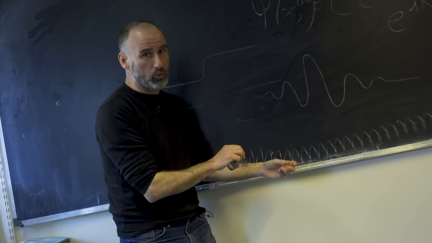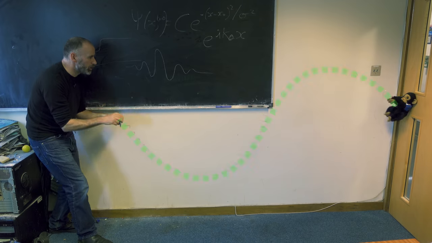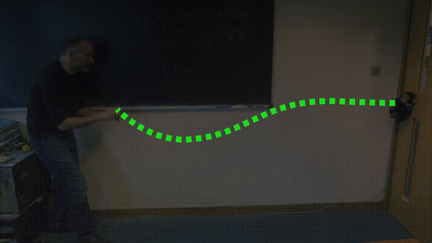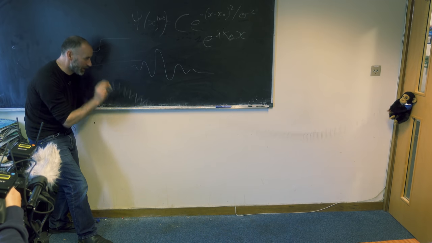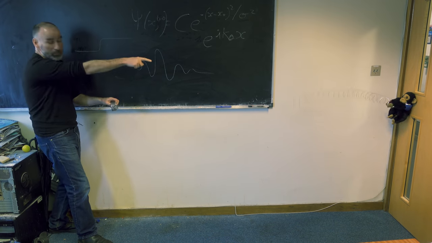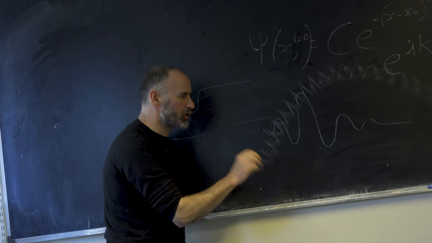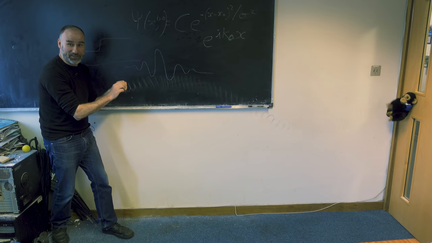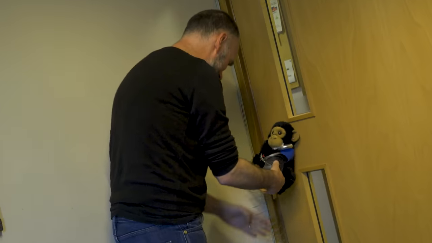Now I'm going to try and get the second one. So I have to wiggle a little bit more quickly, as does Monkey. There we go. Okay, so that's our second mode. That's our second special mode, if I can get it right. I'm blaming the monkey. So second special mode, or second resonance, or second standing wave, or second harmonic, or second eigenstate.